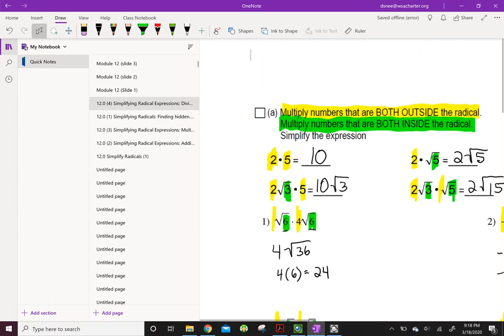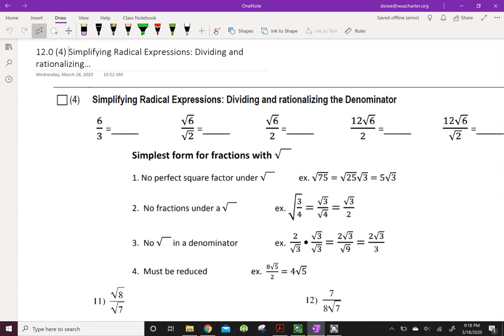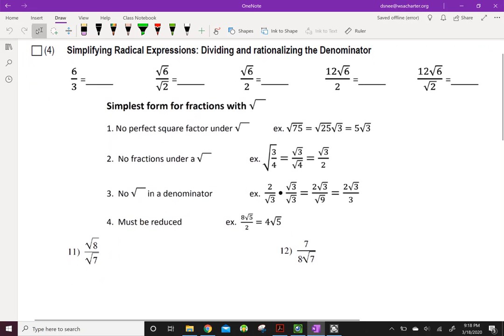Okay, the next one is simplifying radical expressions with division. Dividing and rationalizing the denominator. That means getting the radical symbol out of the denominator. At the top, it works through some examples to help understand how and why it works this way. It starts with 6 divided by 3.